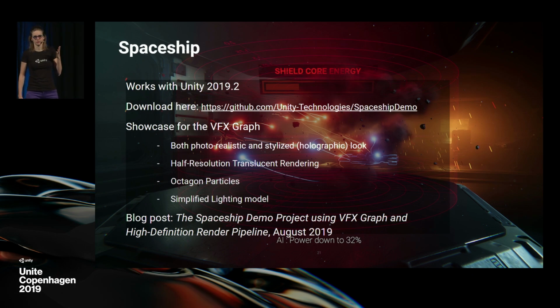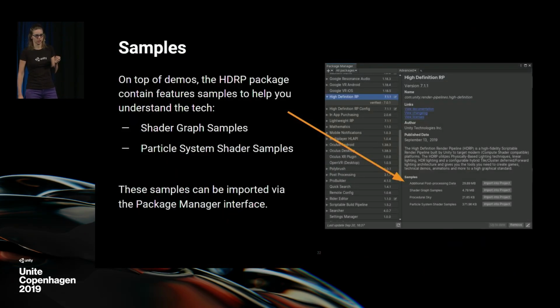But what if demos are not enough? What if you want more? Just so you know, in every HDRP package, you're going to see some samples down the page. We keep adding to it. For example, in the next release, we just added the particle system shader samples. If you ever have Shuriken particles, go get that sample. It will definitely help you.